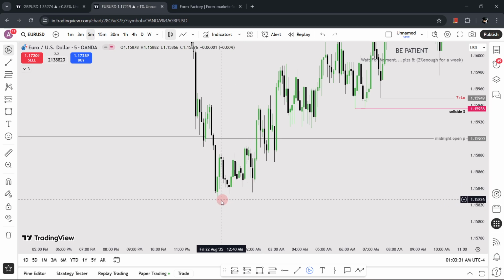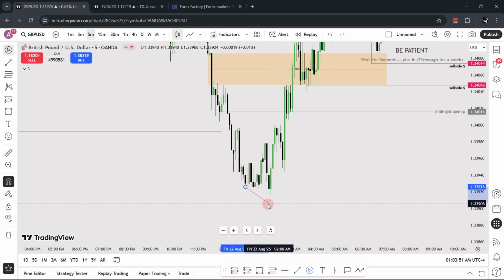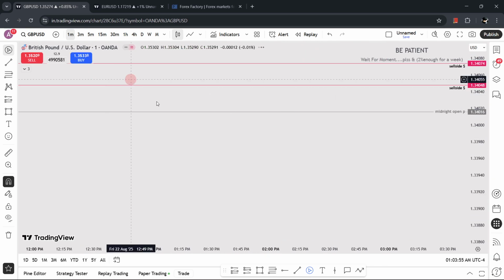The 2 a.m. low was not able to be taken out in EU. Okay, so this creates an assumption with respect to here and here. Okay, so this is something that I want you to take from the small information here. So why we are going to the 1 minute chart.